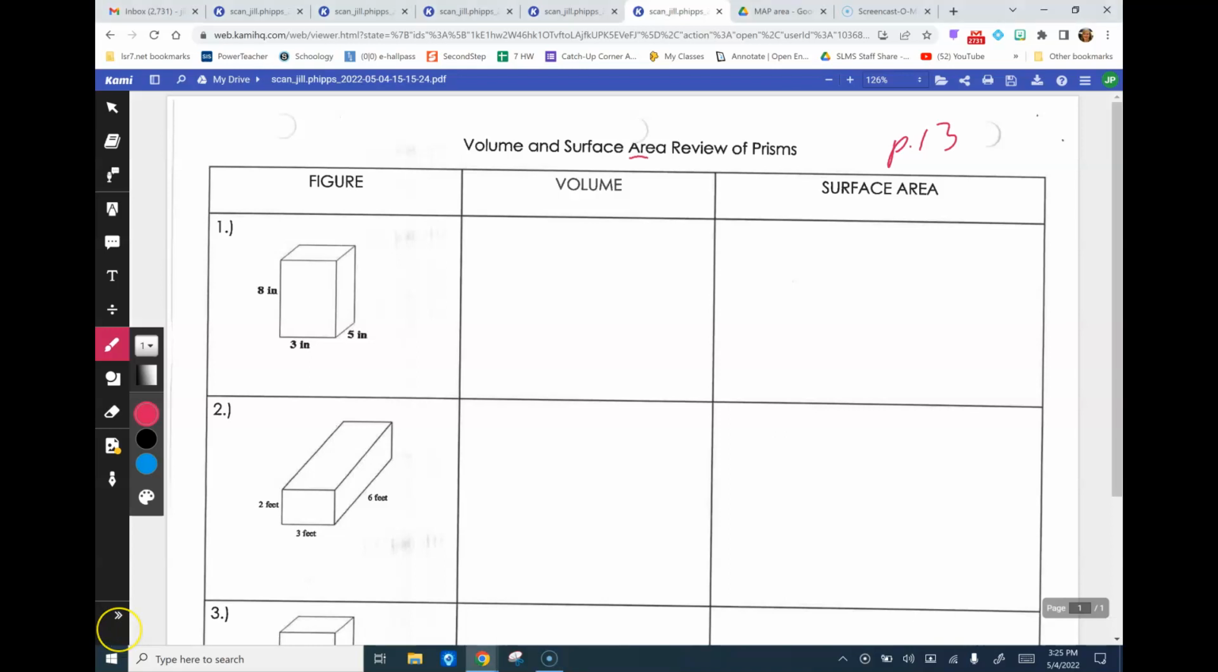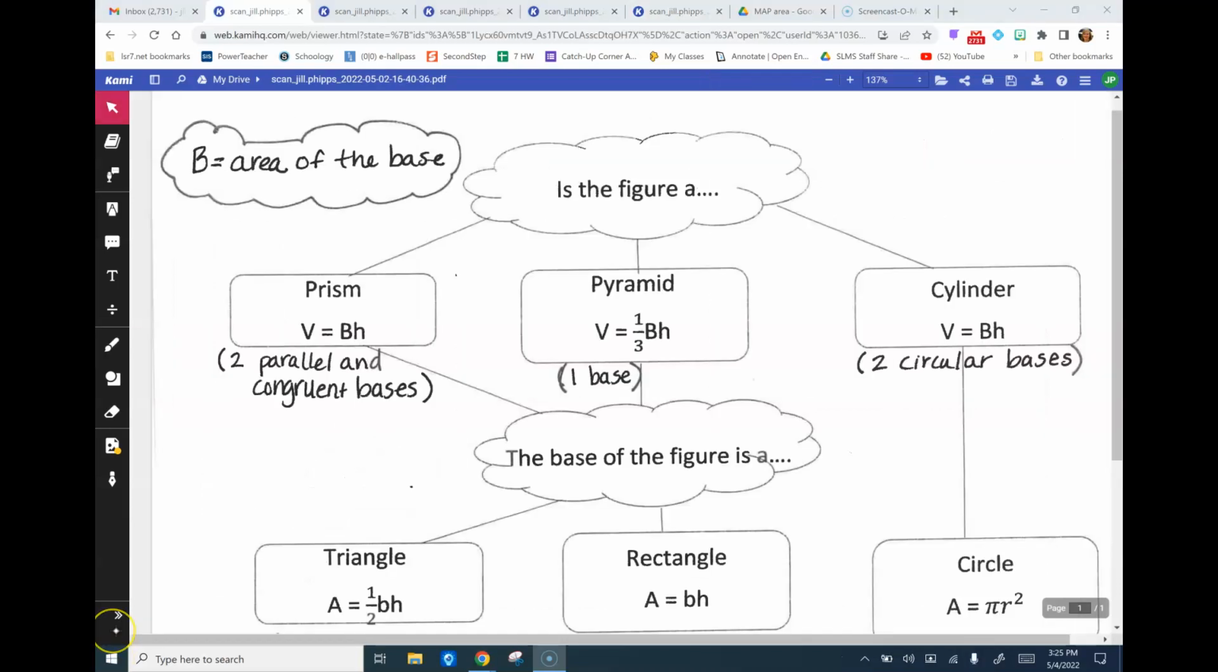So today we're going to review surface area and volume, and I'm going to tell you about your quiz that's going to be coming up early next week, probably Monday or Tuesday. And you should have your packet open to page 13, and you should also have this sheet open because we're going to go back and forth with this in order to figure out what we're supposed to do.